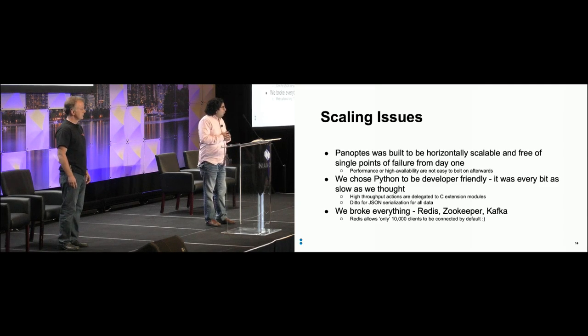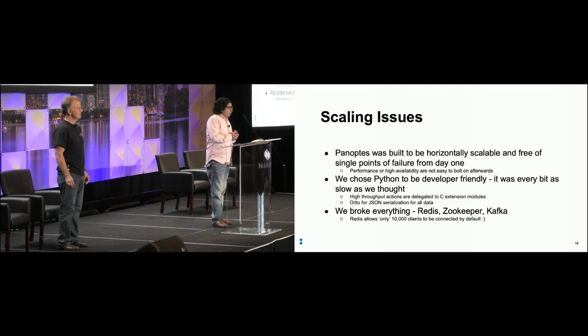There are some high throughput actions, specifically the actual SNMP protocol interactions, which we've delegated to C extension modules so that we can get performance. And then again, at our scale, we broke everything. All the default installs for Redis, Zookeeper, Kafka, they would just fall over because we would hit all the default limits. So there's a lot of tuning we had to do for each of these systems.